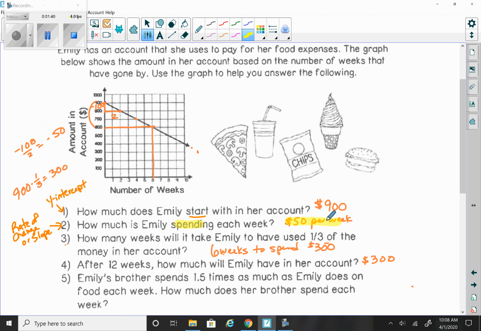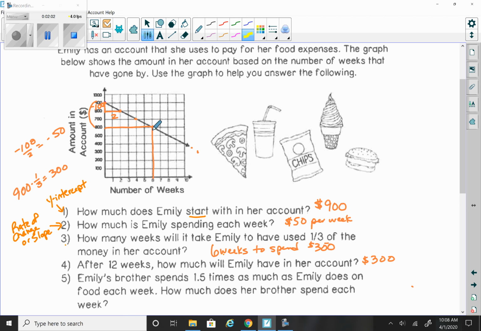Number 3, how many weeks will it take Emily to have used 1/3 of the money in her account? Well, what's 1/3 of 900? 1/3 of 900 is 300. How long will it take for her to have spent $300 to go from 900 down to 600, right? It will take her 6 weeks to spend $300.